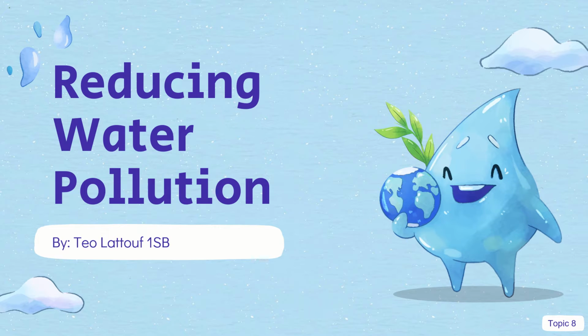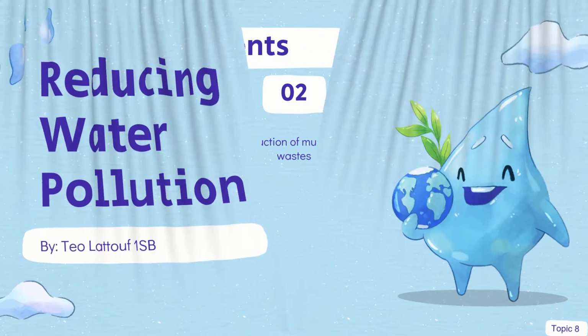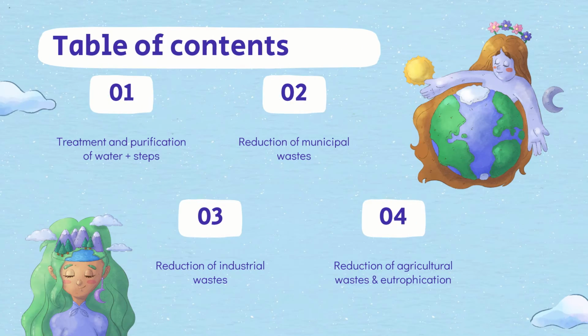Hello, today we're going to discuss how to reduce water pollution. First, we're going to talk about treatment and purification of water and the steps that are followed. Then we're going to talk about the reduction of municipal waste, then that of industrial wastes, and lastly, the reduction of agricultural wastes and eutrophication.